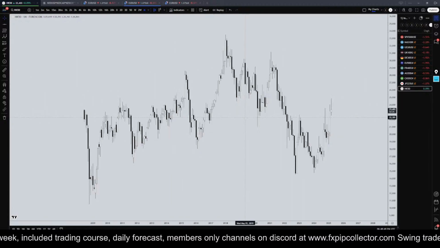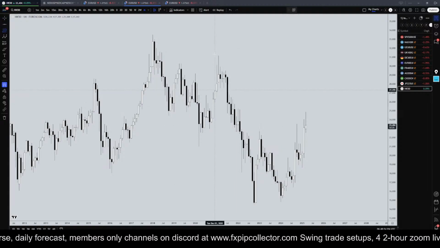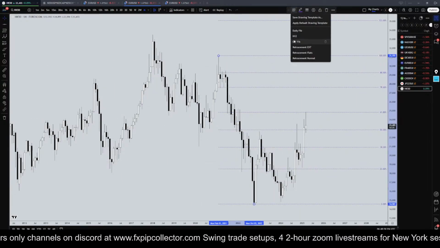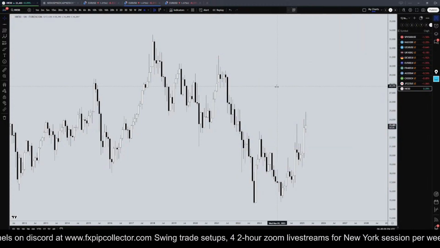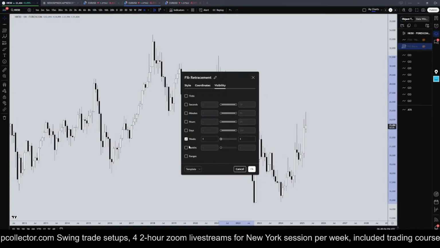First thing I do when I look at anything is I go directly to the monthly time frame, and I throw a Fibonacci on there. I don't care what time frame you're trading. The monthly is pretty damn important. If I hadn't looked at the monthly time frame, I probably wouldn't have noticed that we just bounced from a fib level.